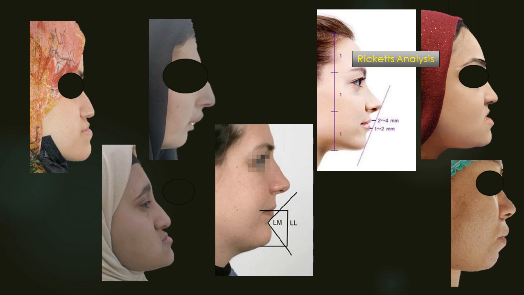Ricketts analysis projected a line from the nasal tip to soft tissue pogonion and suggested that the upper lip be 4 mm and the lower lip 2 mm behind this line. It's very useful in planning. The labiomental angle is formed by the intersection of the lower lip and the chin, measured at the soft tissue B point.